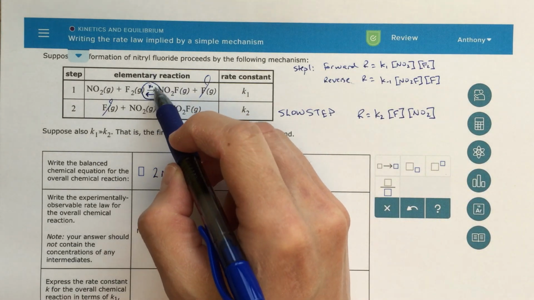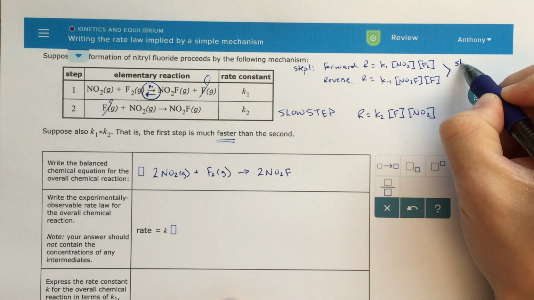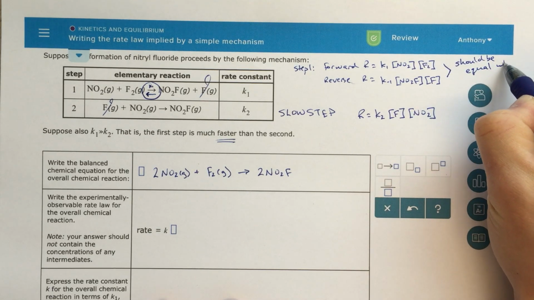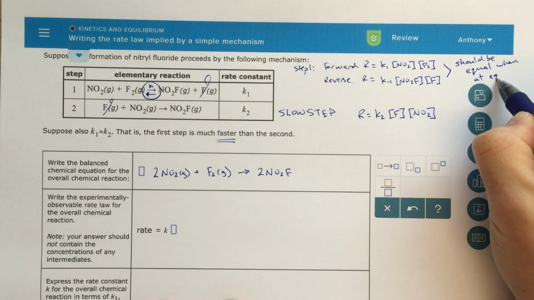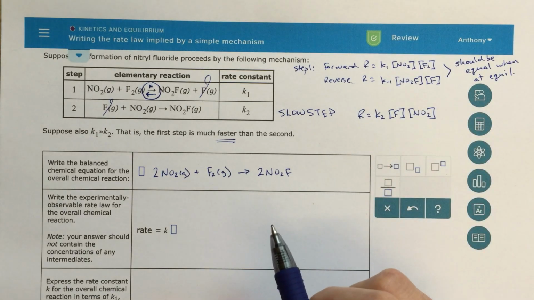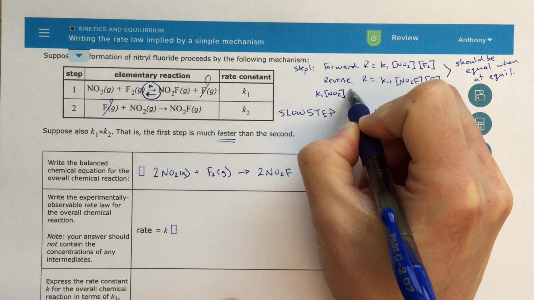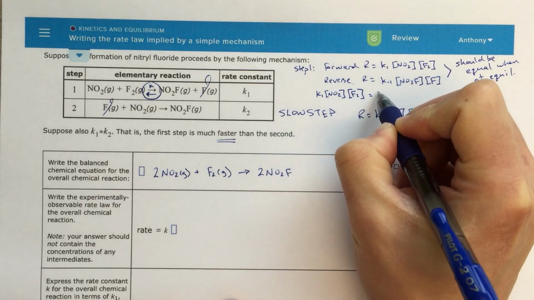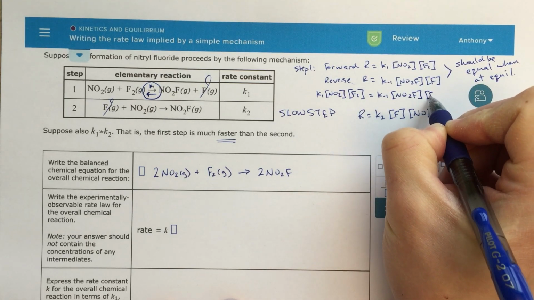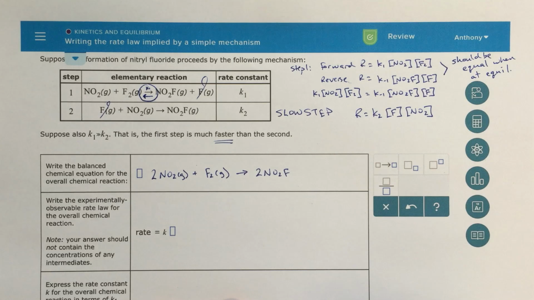And then because I said that this is at equilibrium, the key for this problem is that these should be equal to each other. Equal when at equilibrium. So if you're at equilibrium, these two rates should be equal to one another, and we could then write K1 times NO2 times F2 will be equal to K to the minus 1 times NO2F times F. So this is the key bit of information that's sort of missing to help us solve this problem.